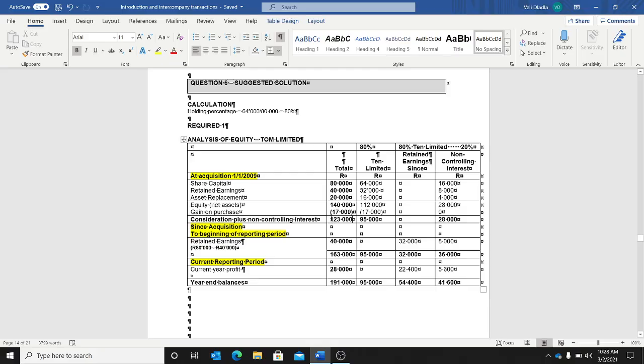Right. Now, after that, you get to add everything in that column, you get all these are your figures that you are getting. So you've dealt with date number 1 once you do that. So this date is done. Okay, once you do that. Now we then deal with date number 2. This thing says since acquisition to beginning of the reporting period.